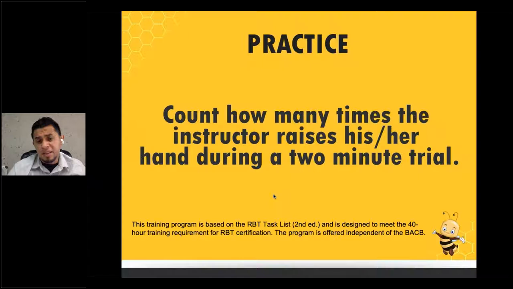In this case, I told you to count each time I go like this, right? And that's what's going to happen when you're working in the field. Your supervisor is going to give you a very specific instruction and a definition, and tell you what to look for and what behaviors to track during that particular time.